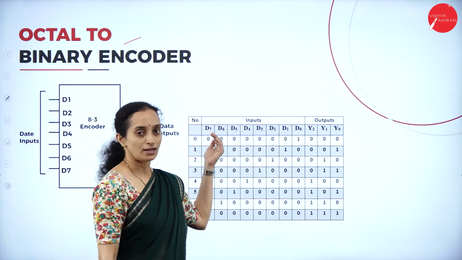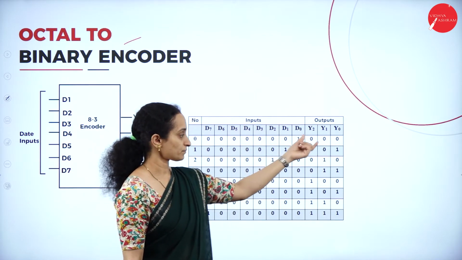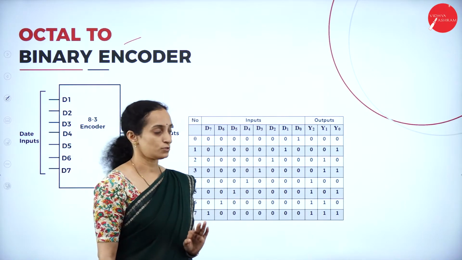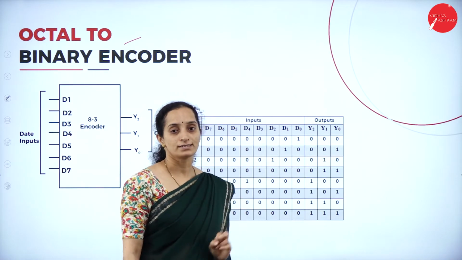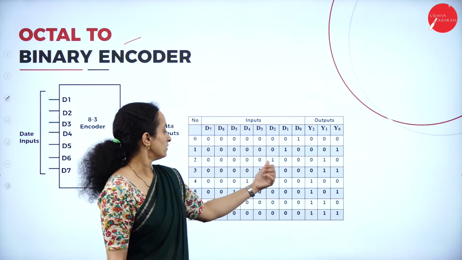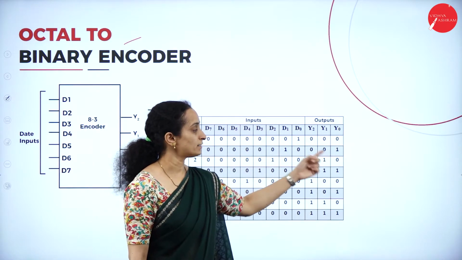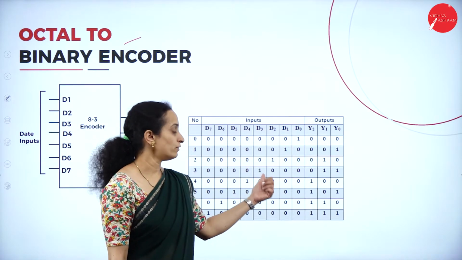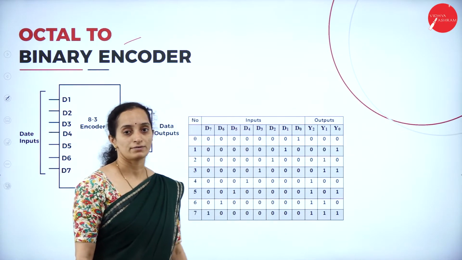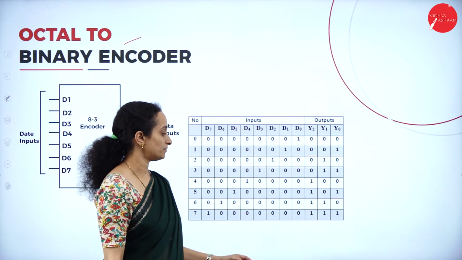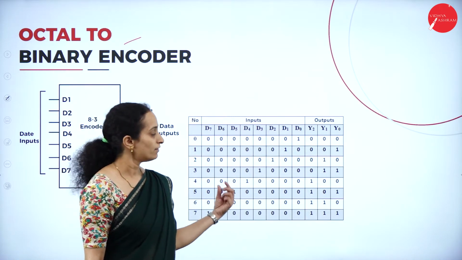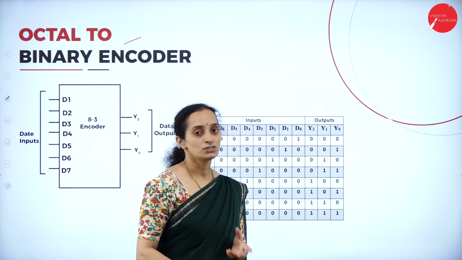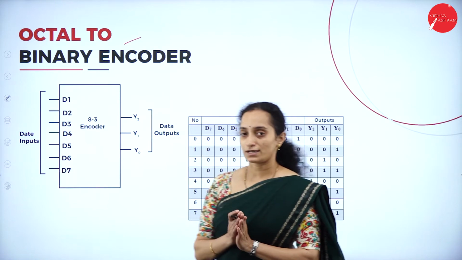When each of the inputs is enabled to 1, the combination of the outputs will change. When D0 is 1, all the outputs will be in the 0 state. When you have D1 enabled, you will have Y0 set as 1. When D2 is 1, you will get Y1 as high. When D3 is set to 1, you will get Y0 and Y1 enabled to 1. Then with D4, D5, D6, D7, as each of the next inputs is enabled, the combination of Y0, Y1 and Y2 will go on changing. So this is how you can convert an octal number to binary.